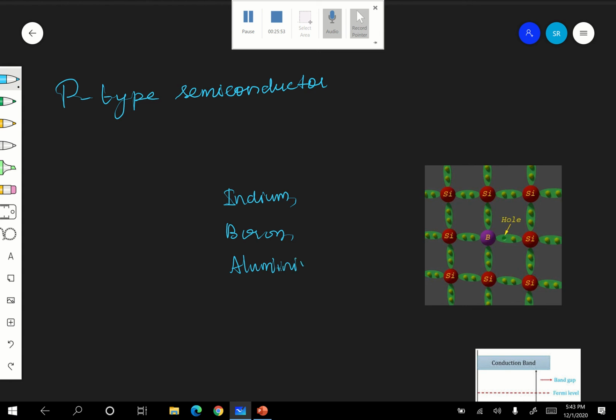Okay, aluminium and even gallium, etc. These are all trivalent impurities. When these trivalent impurities, any one at a time, either indium or boron, is added to the pure semiconductor, the tetravalent semiconductor, therefore what will happen?